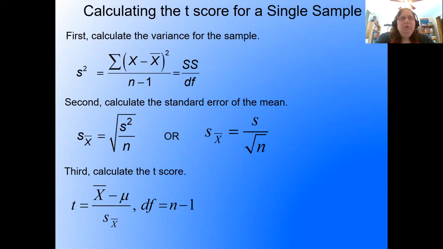So when we are actually looking to calculate the t-score for a single sample, we might want to break down our steps a little bit, because this is a little different from a z-test where we're always given sigma or sigma squared, something that we can easily use. Here, we may not be given any of that information. In fact, we may just be given raw data.